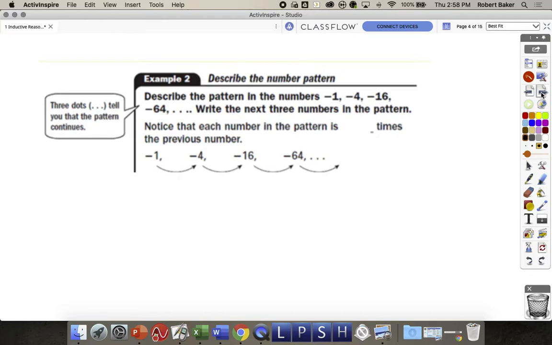Times four, right? That's a generic definition that is acceptable, but the one I'm looking for is multiply the previous term times four. That kind of makes sense? Yeah. So negative one times four is negative four, so previous term negative four times four. So as we do times four, times four, times four, what are the next three terms in the pattern? Negative 128. No, that'd be times 2. That's times 2. Negative 256.